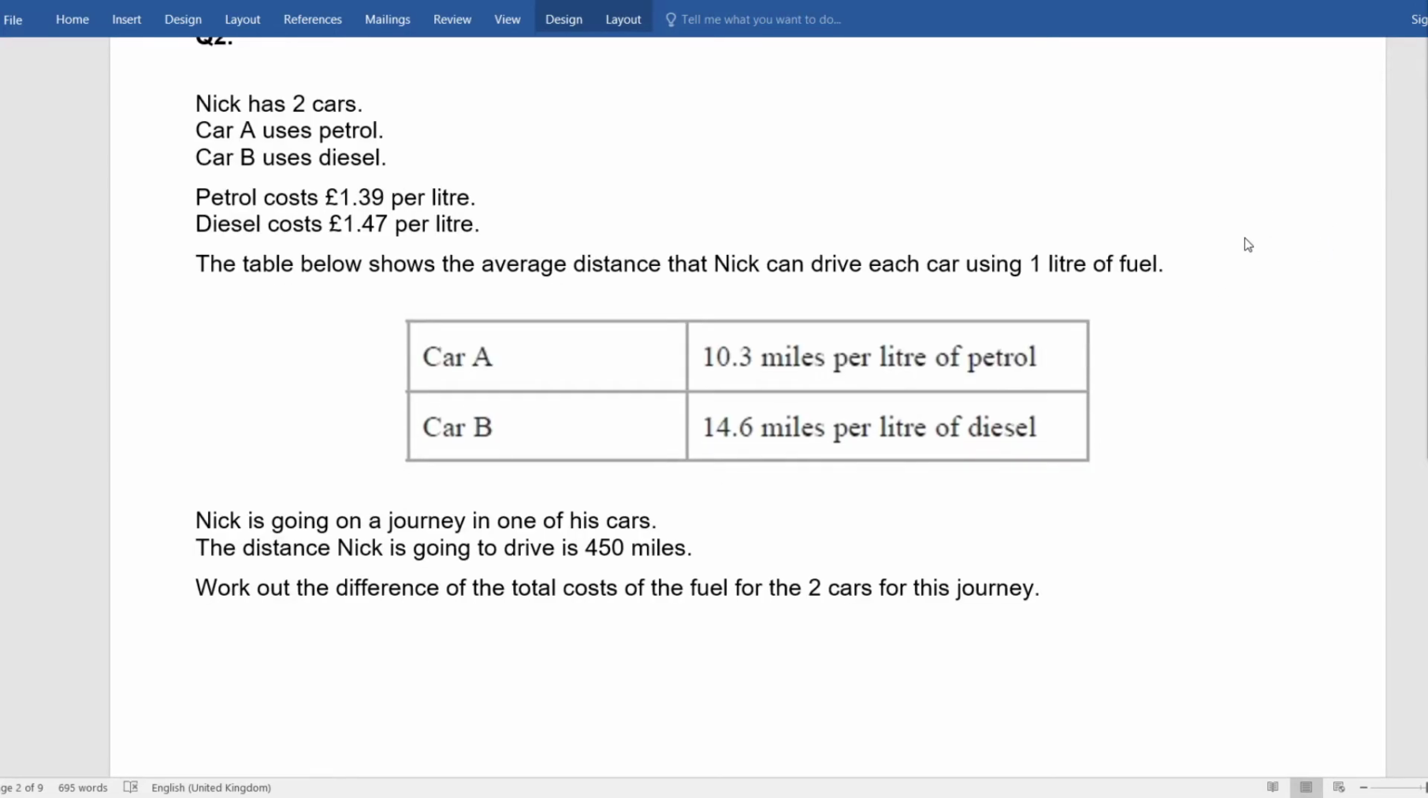Okay, let's take 2 minutes and just have a quick recap by reading what's happening here. Nick has 2 cars. Car A uses petrol, car B uses diesel. Petrol costs £1.39 per litre, diesel costs £1.47 per litre. The table shows the average distance Nick can drive each car using 1 litre of fuel. Okay, so car A can drive 10.3 miles per litre, and car B can drive 14.6 miles per litre.